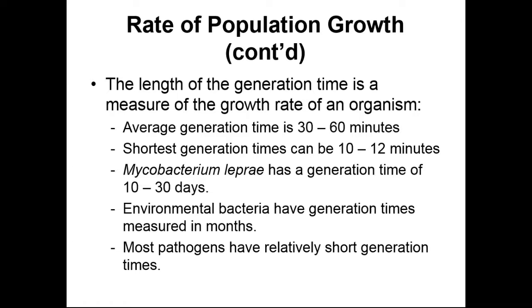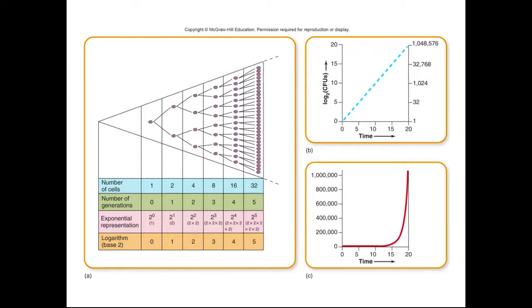They have almost no growth because the environment is saturated with bacteria that are in antagonistic relationships with each other. Most pathogens have relatively short generation times because they need to compete with an immune system that's actively trying to kill off the pathogen. So here's a good example of doubling.